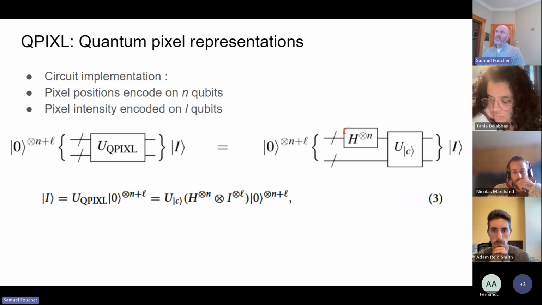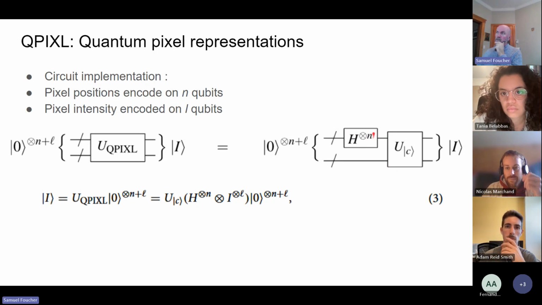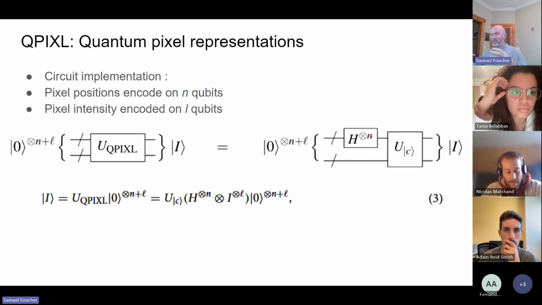So the first stage would be to create superposition, so that we can encode all the positions in the image using the n qubits. And the second stage would be to encode the grayscale value with a unitary transform. We're going to see that it's basically a rotation. So the encoding is really those two steps: first, create superposition, mainly on the n qubits of positions, because the way I understand it, all the positions are superposed with the qubit register. Yes, Samuel?